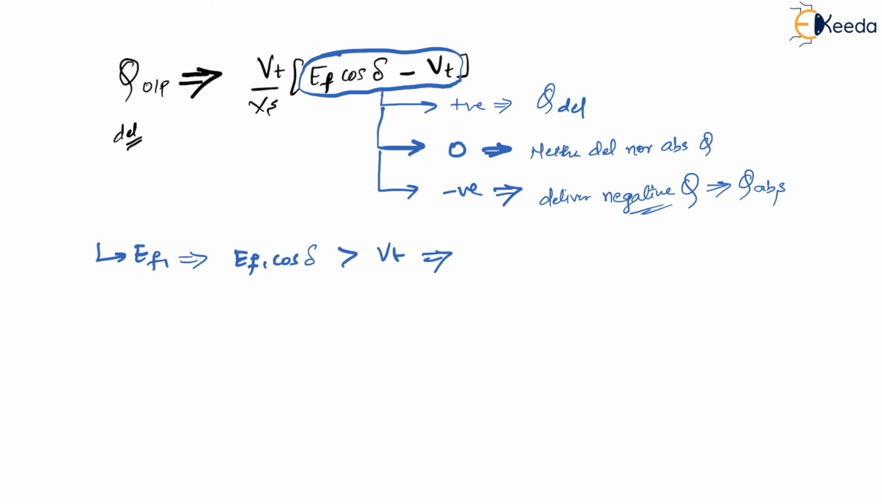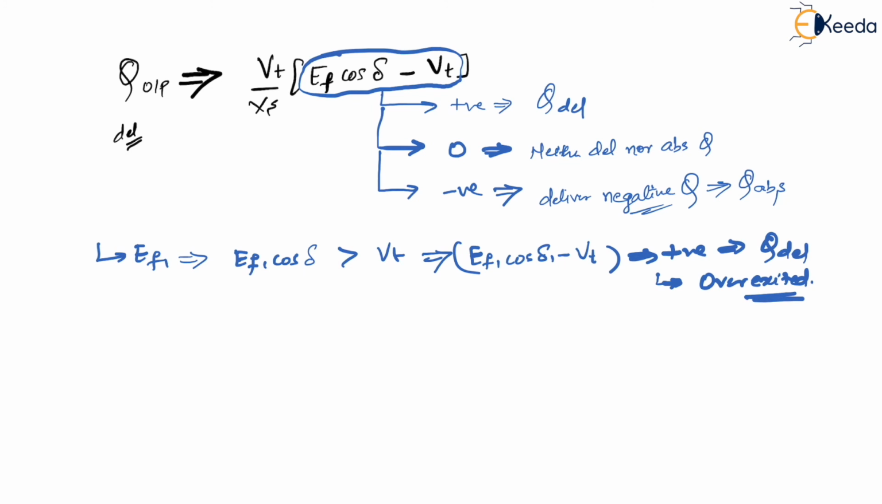Since it is more than Vt, EF1 cos of delta 1 minus Vt will become positive. If this becomes positive, can I say that my output reactive power is positive, which means Q delivered? So it is delivering Q. Now if it is delivering Q, what does that imply? We have seen this earlier as well: if it is delivering Q, the synchronous machine is overexcited.